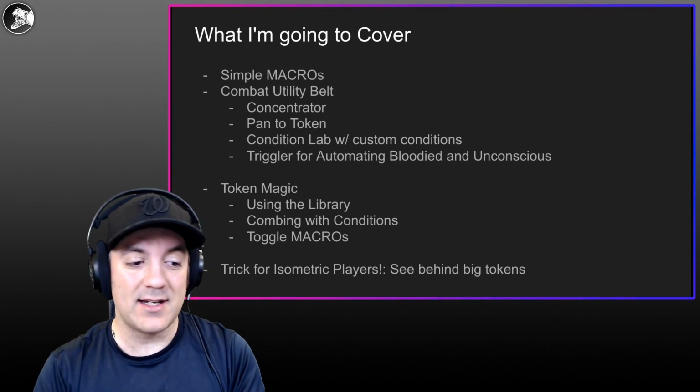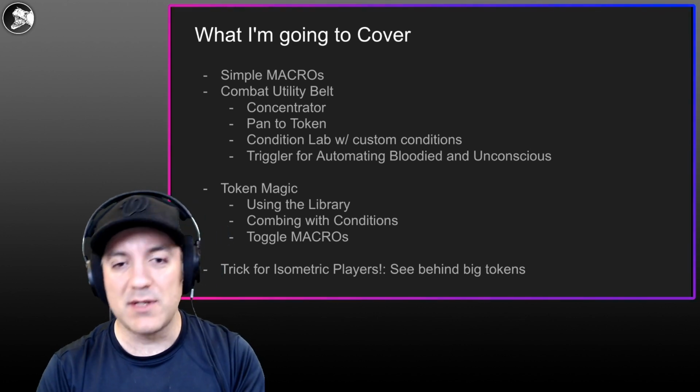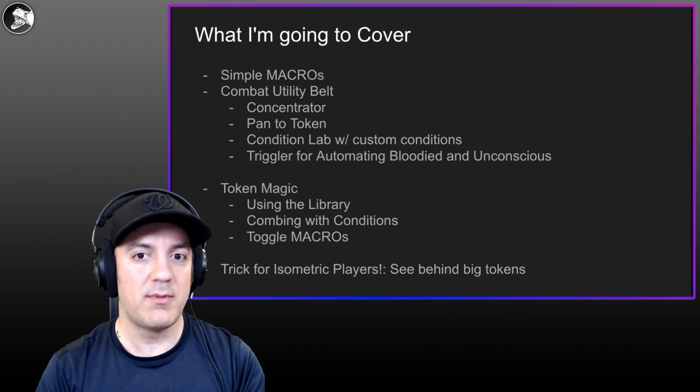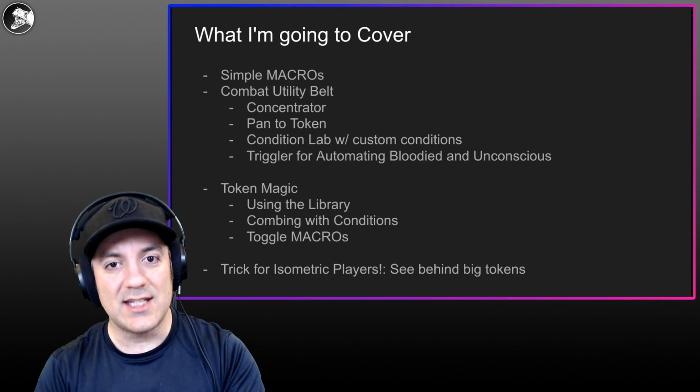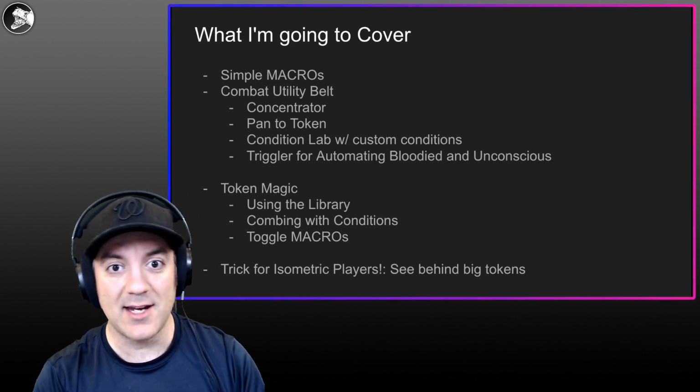And then I'm going to get into some tips for how I use those for my isometric playstyle, specifically how to use Token Magic to make it easy for you to see behind big tokens that might be obscuring parts of the map. Let's get into it.